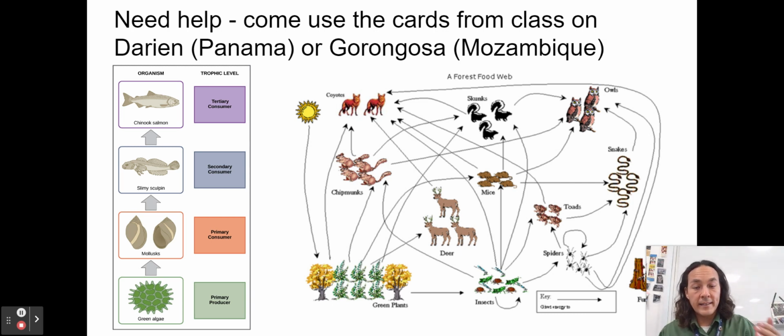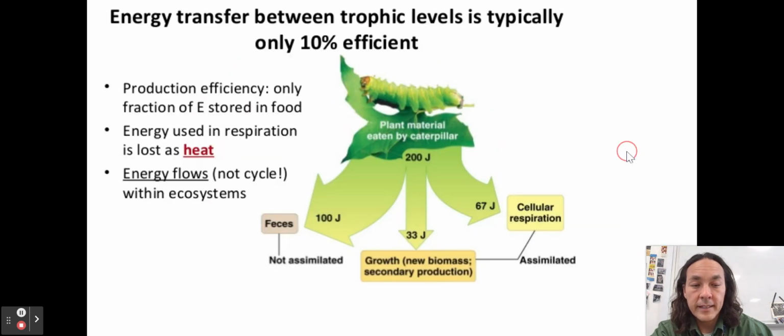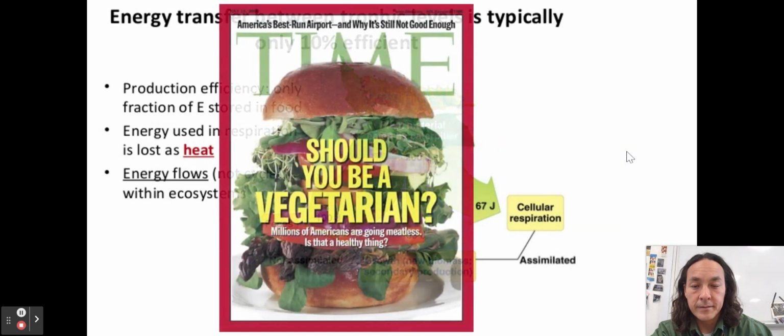So if you take away the energy source, if we remove the sun, everything will die, because energy does not cycle through, energy flows through. And so we need the energy source to keep us going.